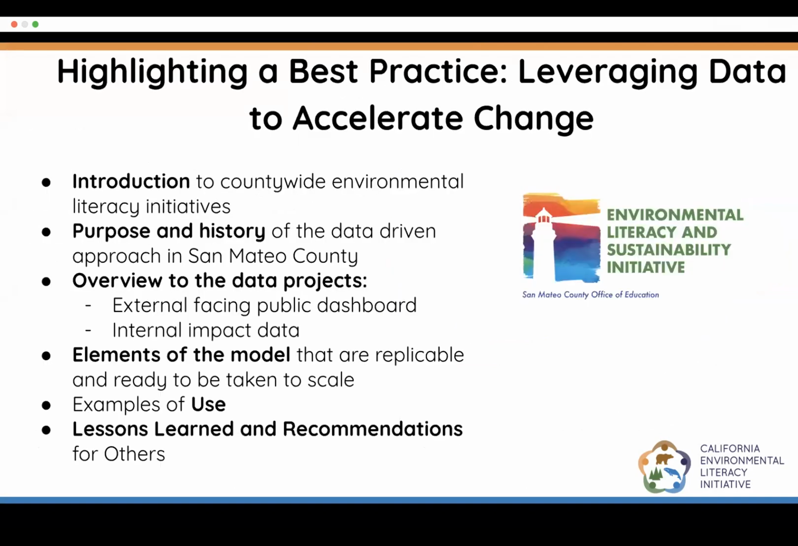So we're going to highlight a best practice, and this best practice is coming from San Mateo County Office of Ed, and Naomi and I both worked there. So we're going to take you through the process of, first of all, what is a countywide environmental literacy initiative, and then the purpose and history of how we use data in that initiative and how that iterated and evolved over time. And then Naomi will take you through different elements of the model that could be replicable for other counties. And then we'll finish out with examples of use and lessons learned.